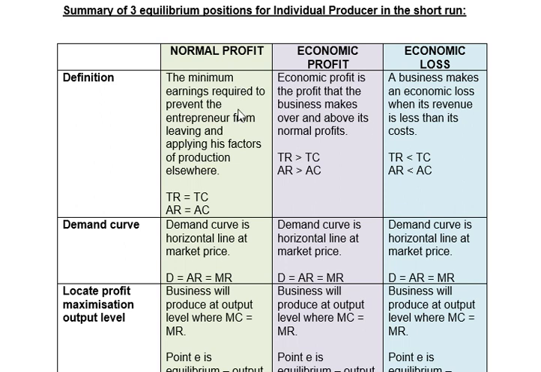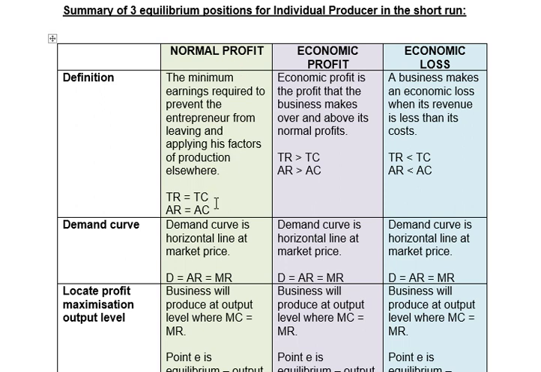Okay, but if we look at the comparison quickly, the definition, when we talk about a normal profit, we said a normal profit is the minimum earnings that the entrepreneur requires to prevent him from leaving the industry and making an investment elsewhere. So the normal profit is the money that the entrepreneur pays himself on a monthly basis for his input into the business. Okay, so we make a normal profit when the business breaks even.